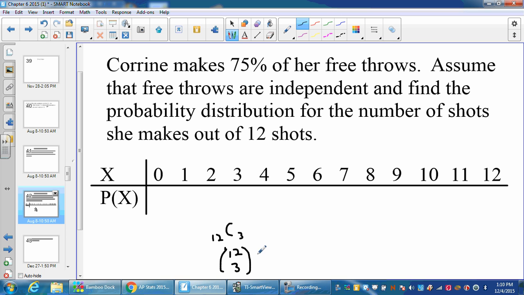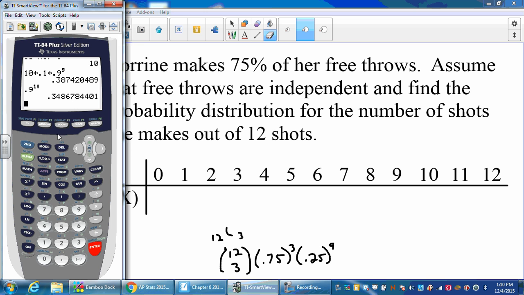And then the probability of success, we know that's 0.75. She's going to make 3 shots, and the probability of failure is over here, and she's going to miss 9 shots. That right there, we could plug into our calculator and get the value. When you do a free response section on AP, they're going to want to have this written out. But like everything we do in the class, the calculator has a wonderful shortcut, and it's the binomial PDF.